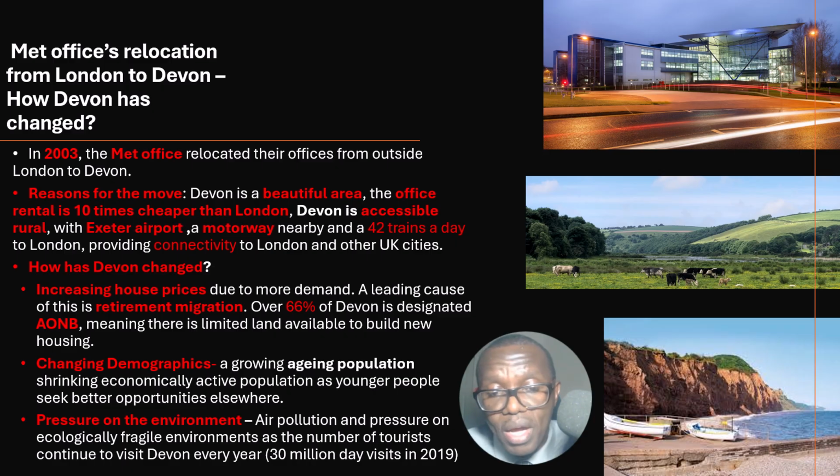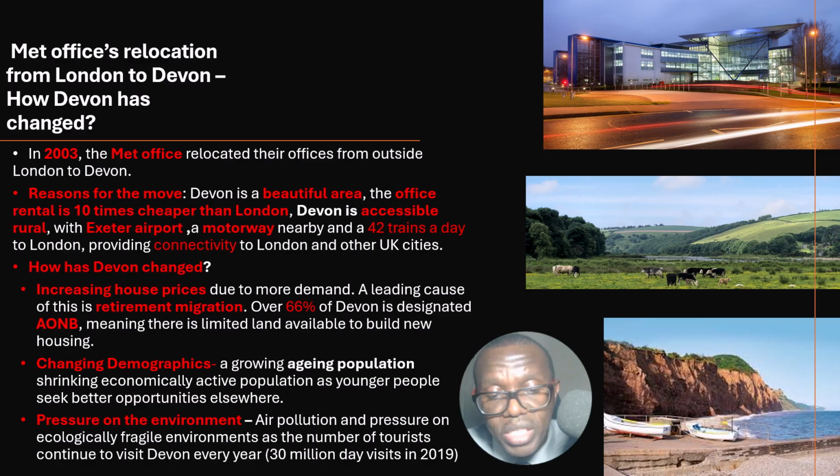So due to the retirement migration that is taking place, Devon now has an aging population, and it also has a shrinking economically active population as younger people seek better opportunities elsewhere. So the younger people are moving out of Devon and seeking opportunity elsewhere.